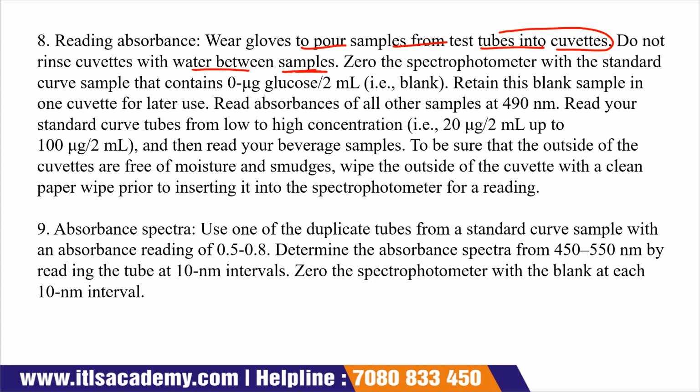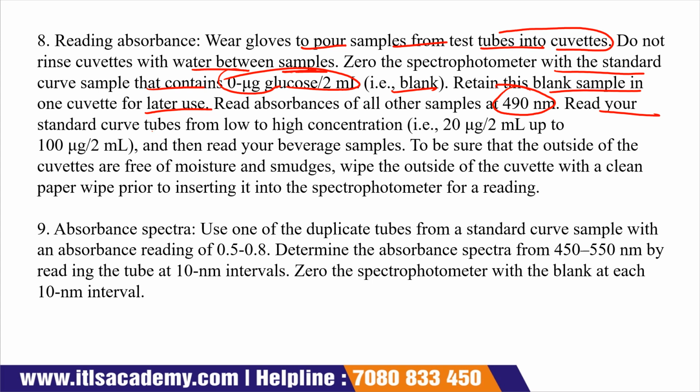Zero the spectrophotometer with the standard curve sample that contains 0 microgram of glucose per 2 ml. That is your blank. With the help of the blank, we set the spectrophotometer value to 0 and retain this blank sample in one cuvette for later use. After that, we have to read the absorbance at 490 nanometer.